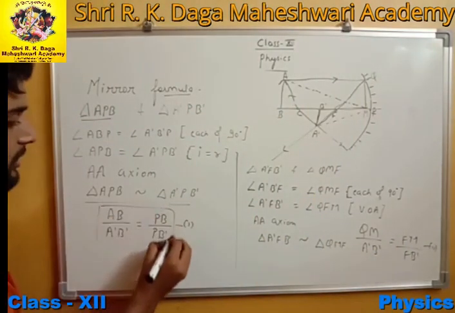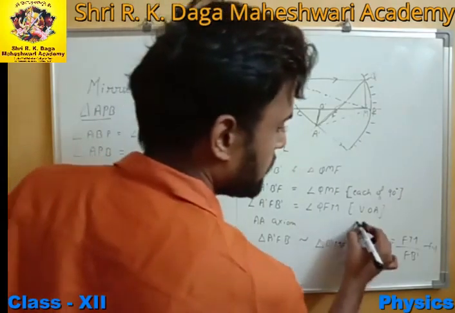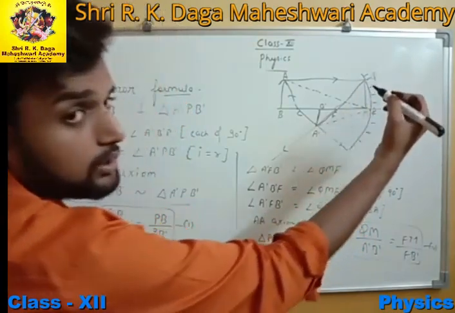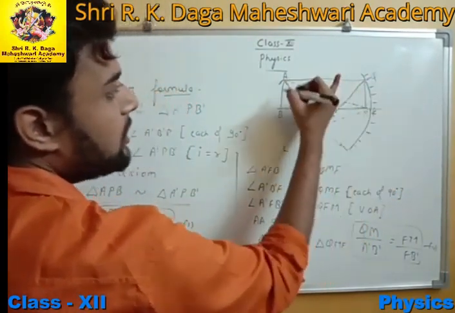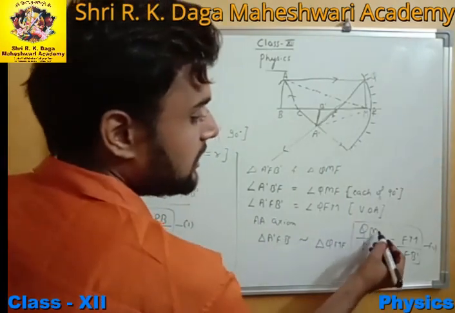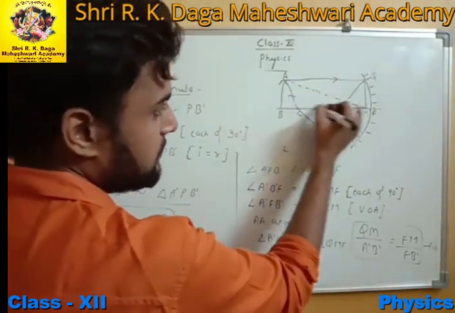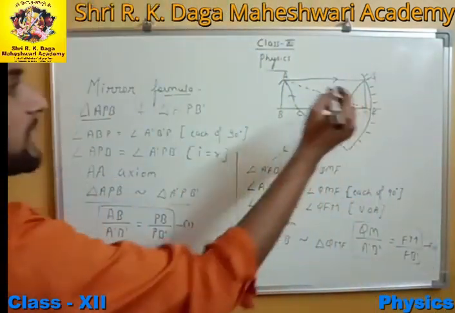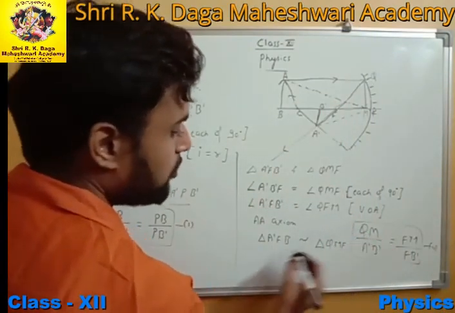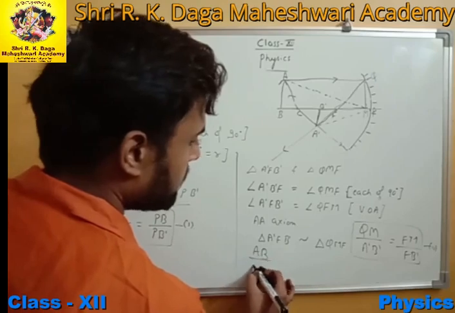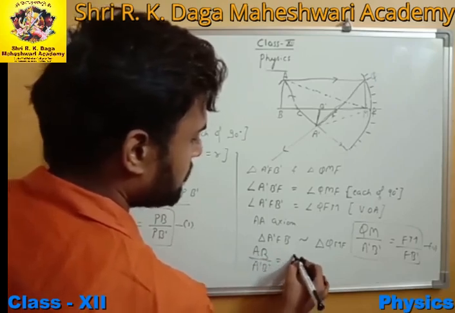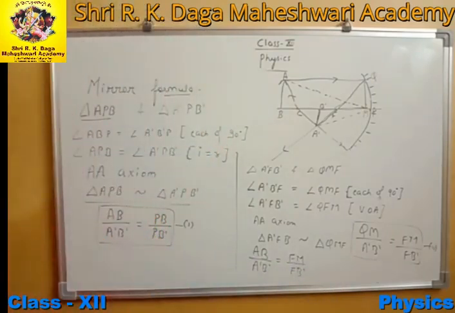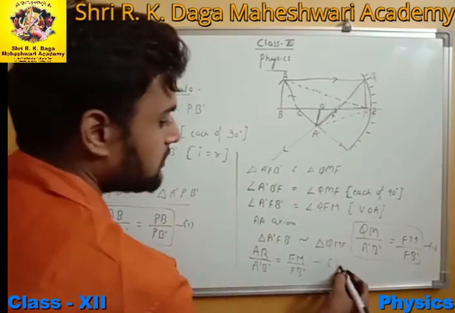Okay, so this is our equation number 1 and this is our equation number 2. Now I can write this by looking into the diagram. I can say that this QM is equal to AB, right? So can I write AB in place of QM? As we can see that here a rectangle is formed and we know that the opposite sides of a rectangle are equal. So I can write AB in place of QM. So what does our equation become? AB upon A dash B dash is equal to FM upon FB dash, right? Give it equation number 3.